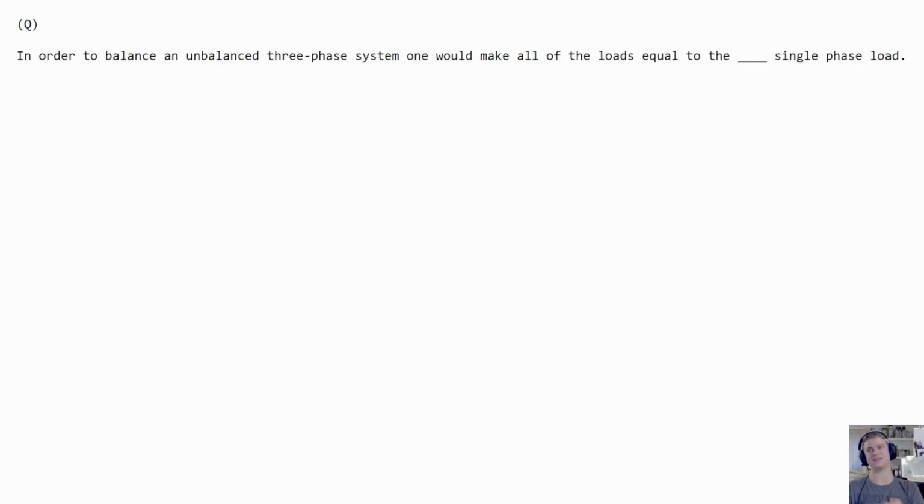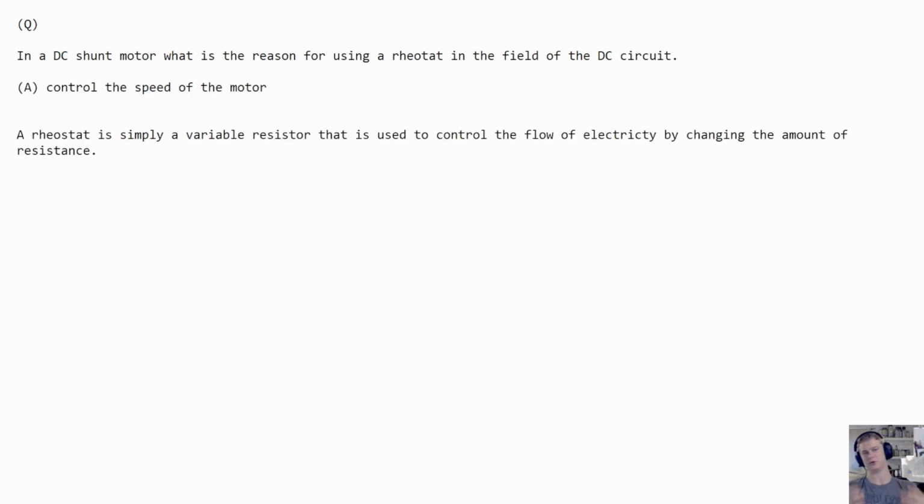Next, in order to balance an unbalanced three-phase system, one would make all of the loads equal to the blank single-phase load, and this would be the largest single-phase load. Next, in a DC shunt motor, what is the reason for using a rheostat in the field of the DC circuit? And when you know what a rheostat is and you know DC circuits, you know this would be to control the speed of the motor.